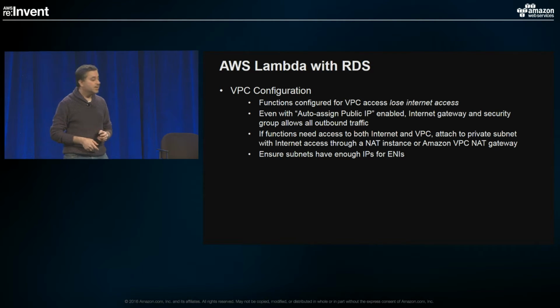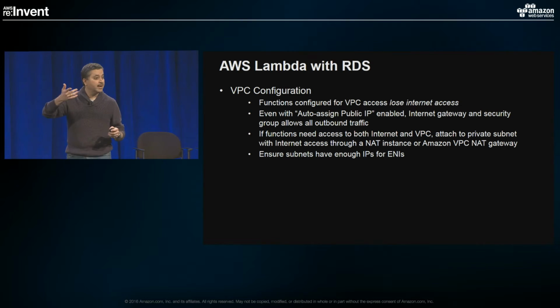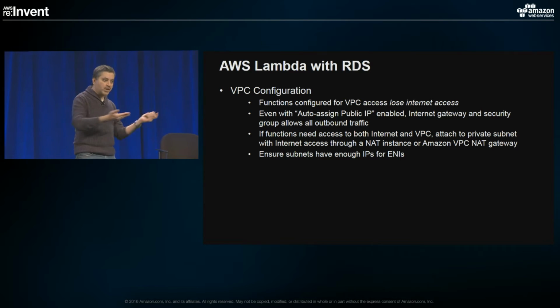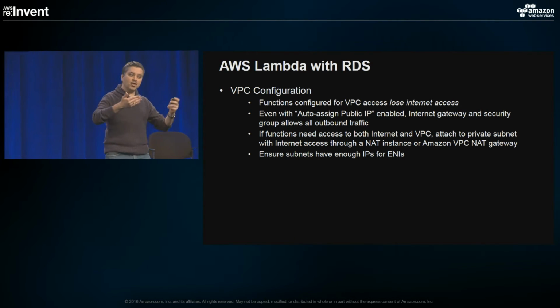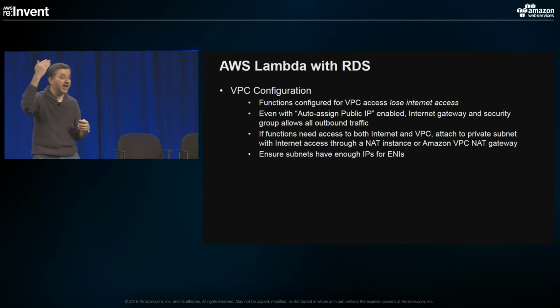Keep in mind that you need to have enough IPs for your ENIs. That means for every Lambda invocation, it will create the necessary elastic network interface at the back end. So let's say you invoke a Lambda function now, you can actually go to the console and, within your account, you'll see an ENI that was created.